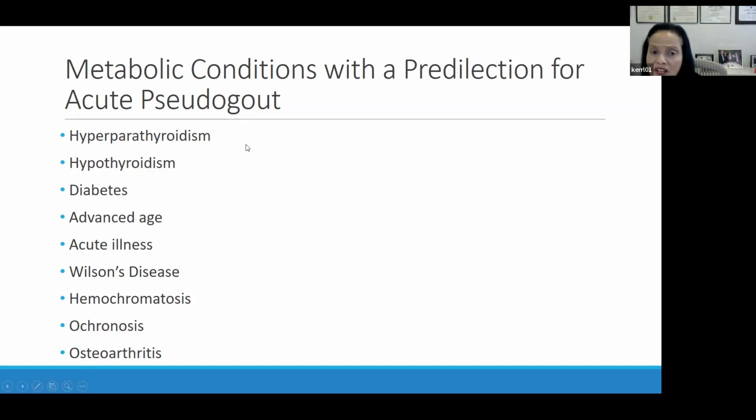Now, this is an important slide because, again, for every person who is hyperparathyroid, we probably see 1,000 patients in the geriatric practice who are hypothyroid and who have diabetes. So these risk factors are the reason why I see so many patients with acute pseudogout in the geriatric practice and why it's important to keep in mind.